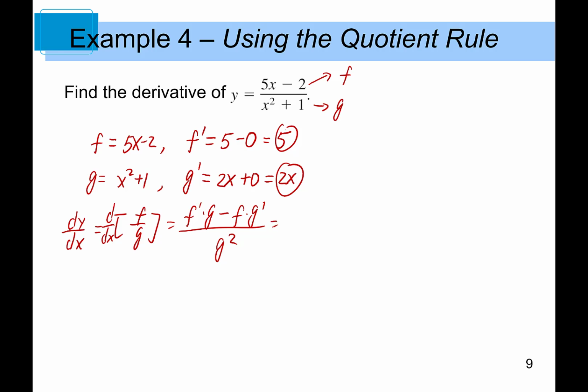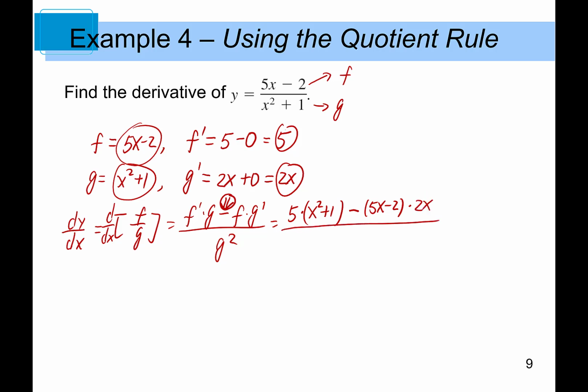Now just replace f, g, f prime, g prime with the given expressions. So f prime is 5 times g, which is x squared plus 1, in parentheses, minus. Remember, notice that this is minus, not a plus. It's different from the product rule. Minus f, which is 5x minus 2, times g prime, which is 2x, over g squared, so it's going to be x squared plus 1, squared.